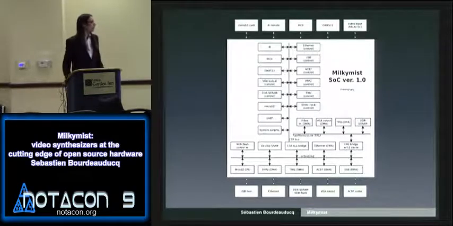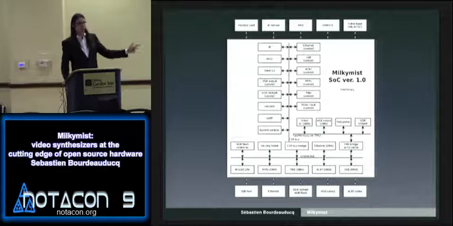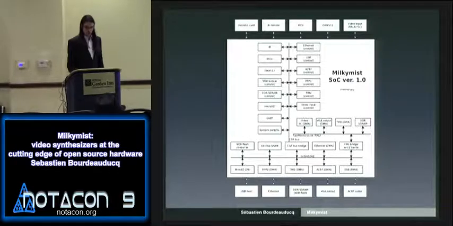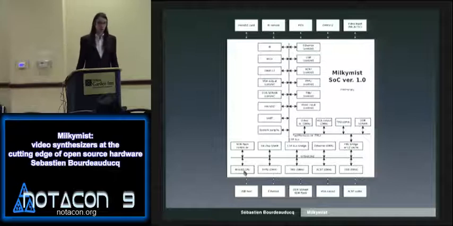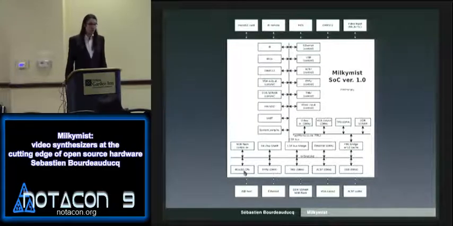So that means all the design files for this system are available under the GPL license, are actually available today, and they work. And what do we have in here? We have a little overview of the system. We have the CPU here. It's a Mico32 CPU. That's actually the only part that we didn't develop in this project.